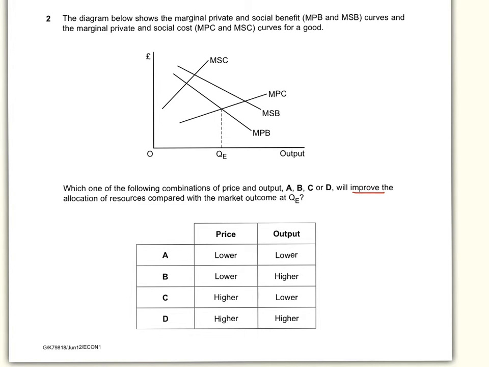So the market will always consider, from this point here, the private cost and the private benefits. Well, in order to improve the position, we need to look for the social optimum, and the social optimum is at this point up here. So if we consider the options at this point here, we've got a lower level of output at a higher price. So the answer is C.